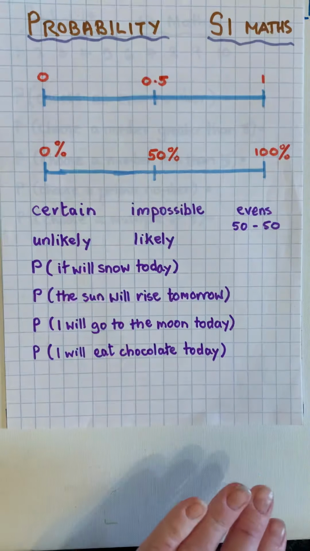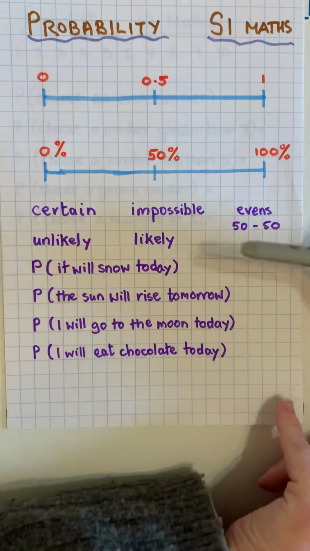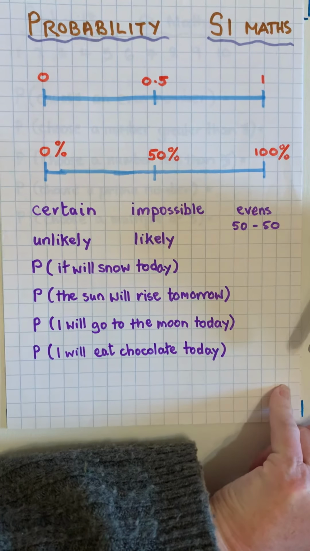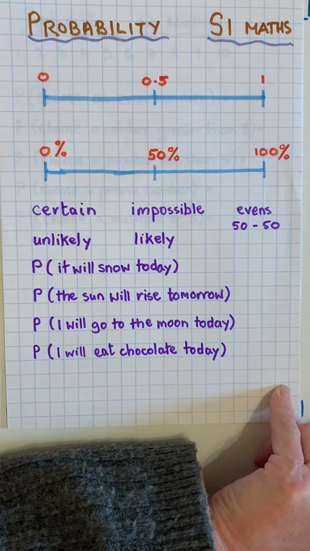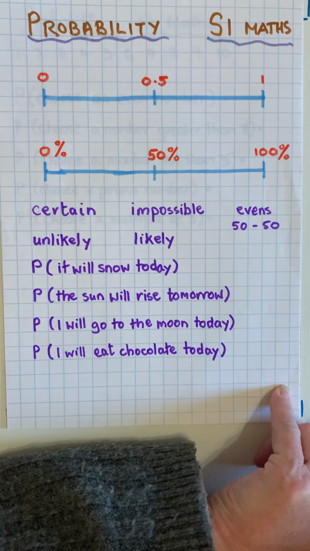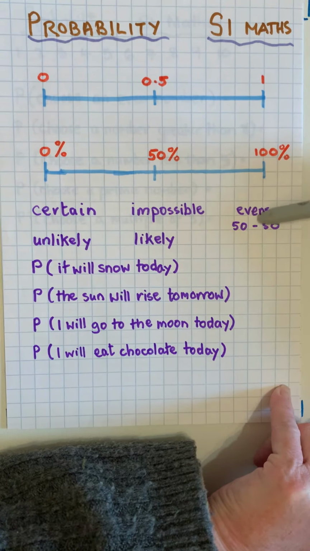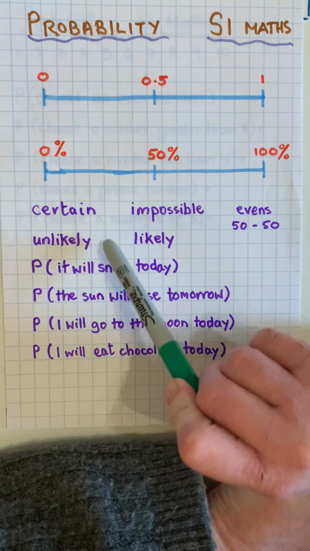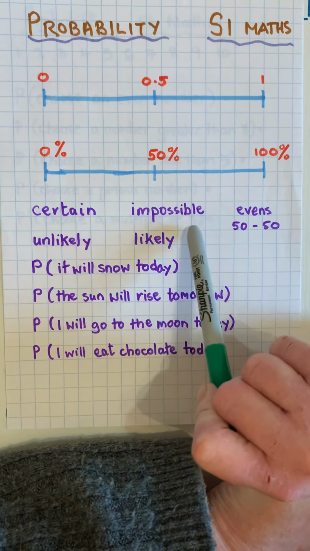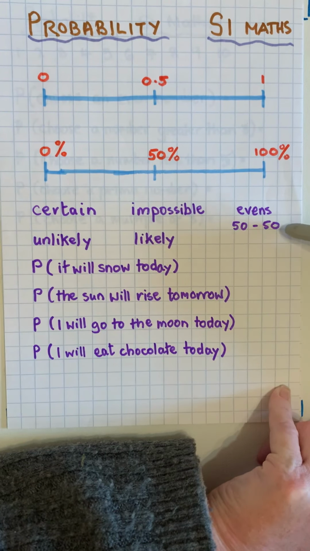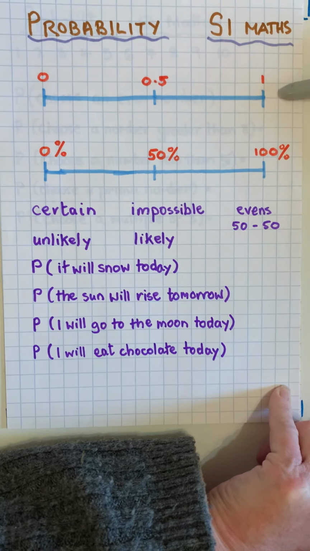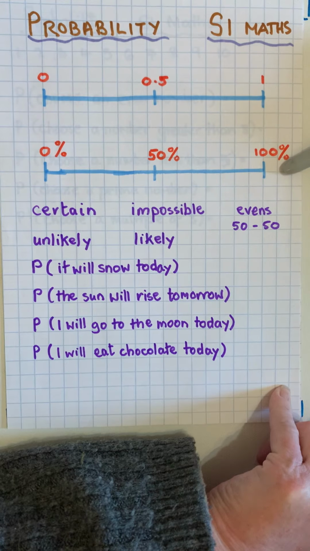Probability is how we measure the likelihood of an event happening, and it can be calculated given the right data. So the language that you use with probability, the vocabulary, includes words like certain, impossible, unlikely, likely, and then terms like 50-50 and evens. It can be measured on a scale of 0 up to 1 or using a percentage.